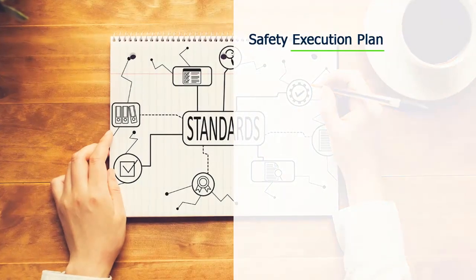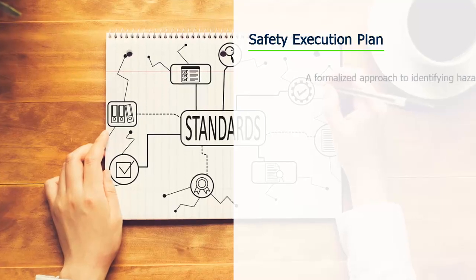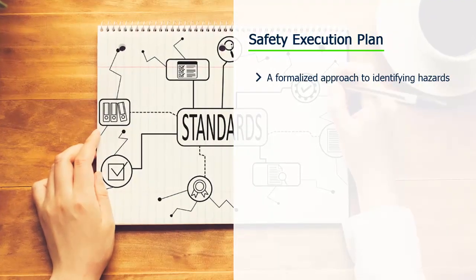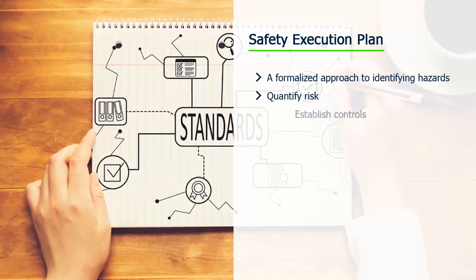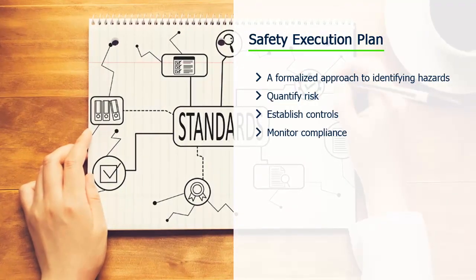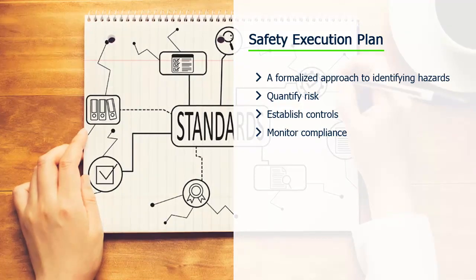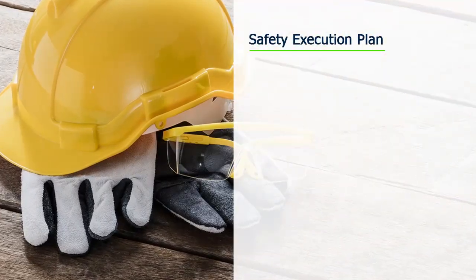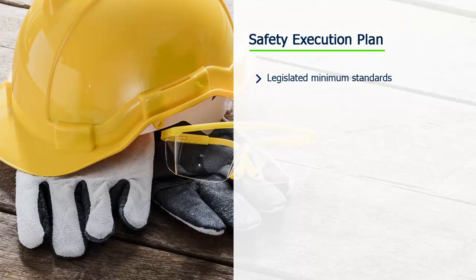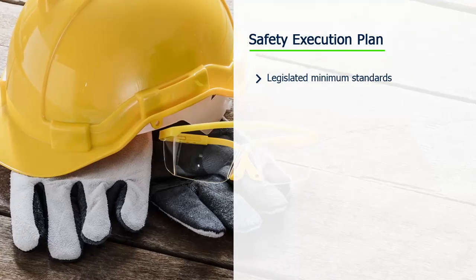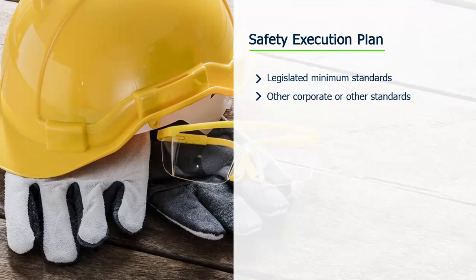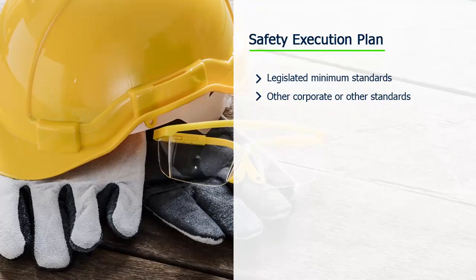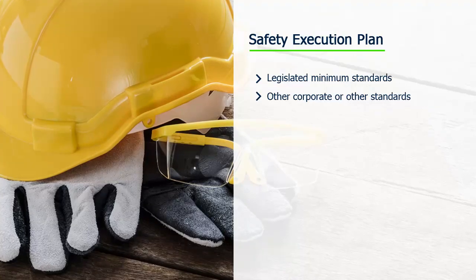The safety execution plan is a formal approach to hazard identification and treatment. Key elements include quantifying risks, establishing controls, monitoring compliance, and promoting safety climate and culture. A safety execution plan includes legislated minimums, plus any client or other predefined requirements, and is a fundamental project management success factor and a contractor management best practice.